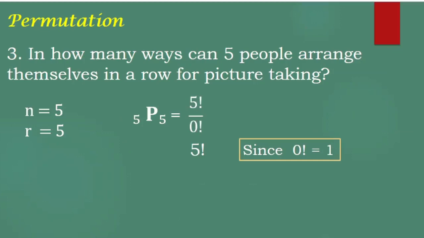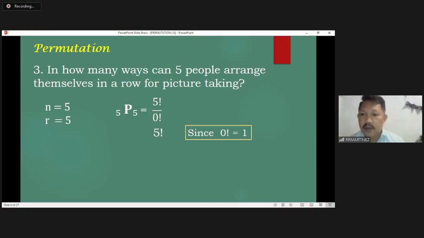Okay? So, sir, where did you get the 0 factorial? Okay, class, because 5 minus 5 is 0, therefore you need to copy the factorial. So 0 factorial is our denominator here. And class, always remember that 0 factorial is equal to 1. So to simplify, our remaining here is 5 factorial. So the final answer is 120 possible ways.